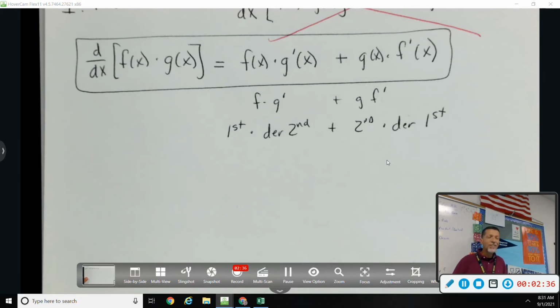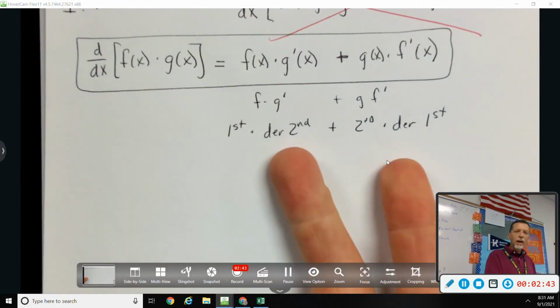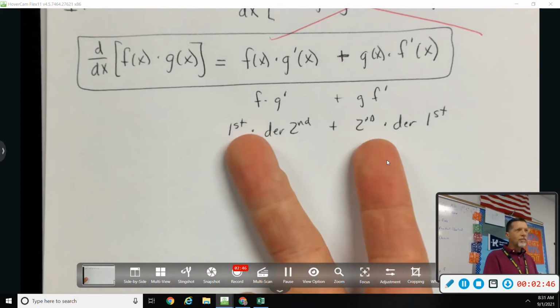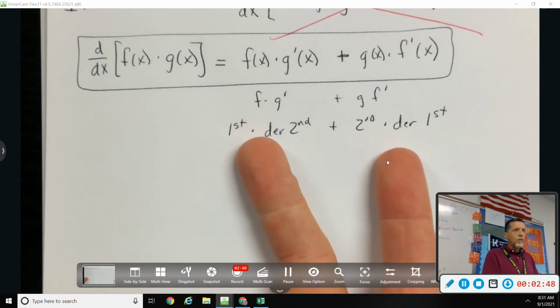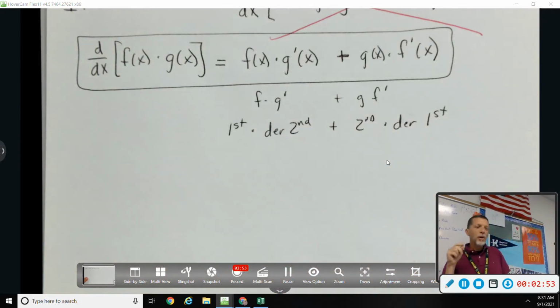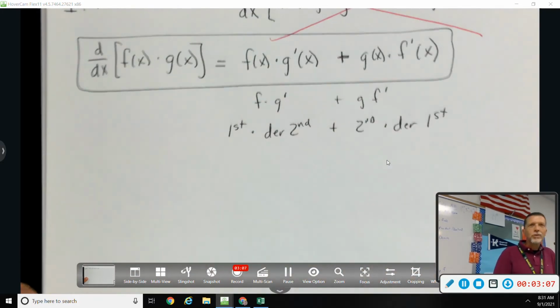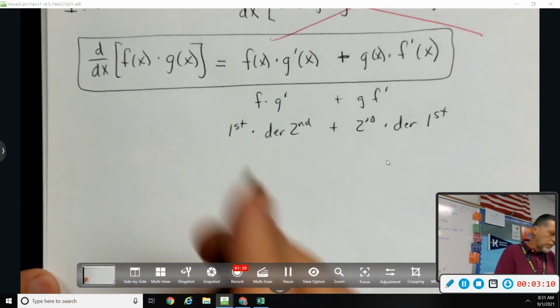And the good news about the product rule is that because it's addition, if you get those two backwards, how will that affect your answer? It won't. So if you do second times derivative of the first plus first times the derivative of the second, it won't matter. So the product rule is not too hard to remember. You just take one function, multiply by the derivative of the other, and then add vice versa. So memorizing this one isn't bad because if you get the order wrong, who cares? It's the same thing.